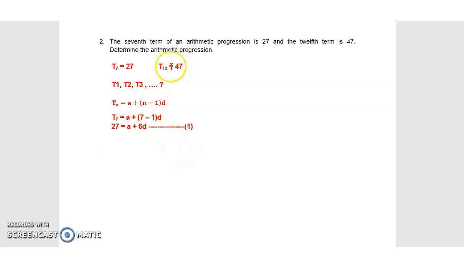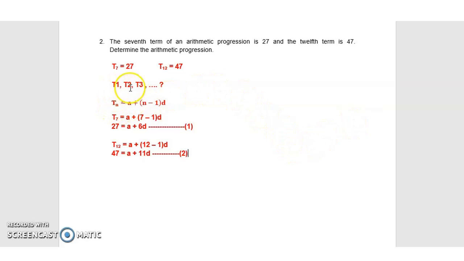Next, write T12 in its general term as well. N equals 12, so substitute N equal to 12. T12 equals 47, which equals A plus (12 minus 1) times D, that is 11D. We let this one be the second equation.